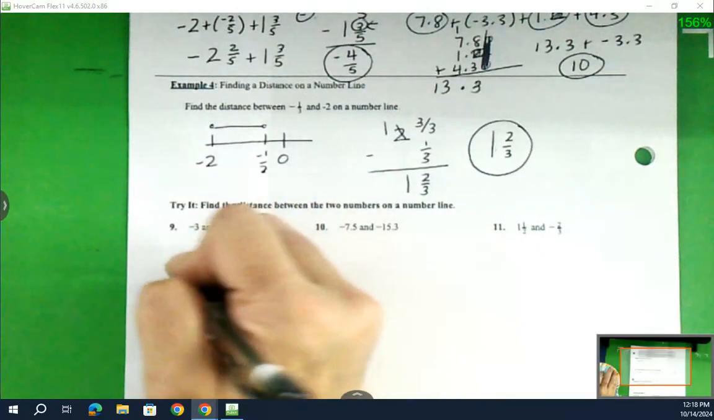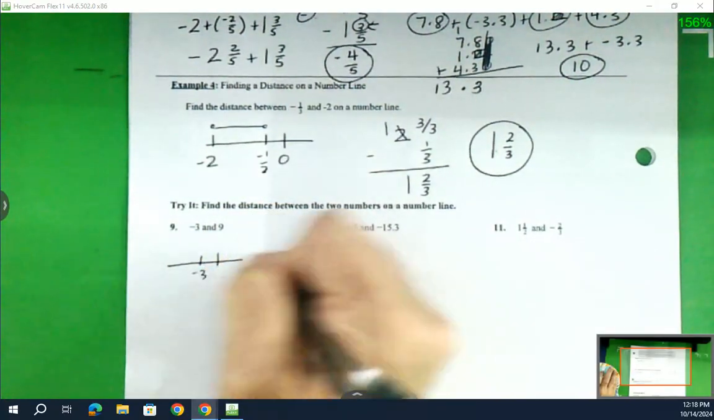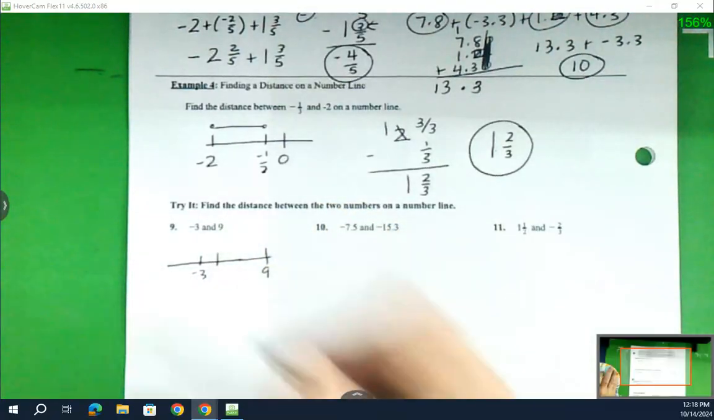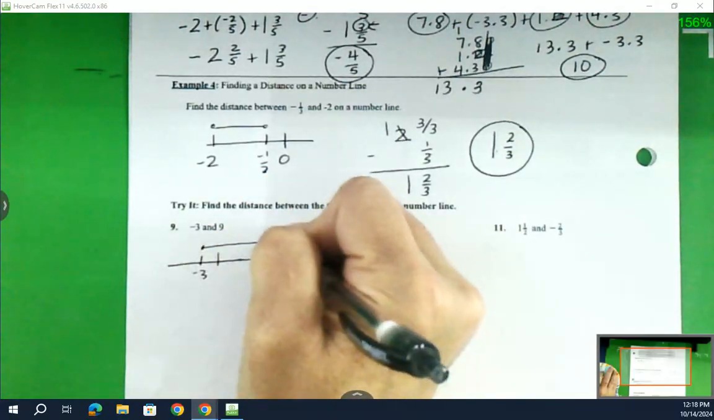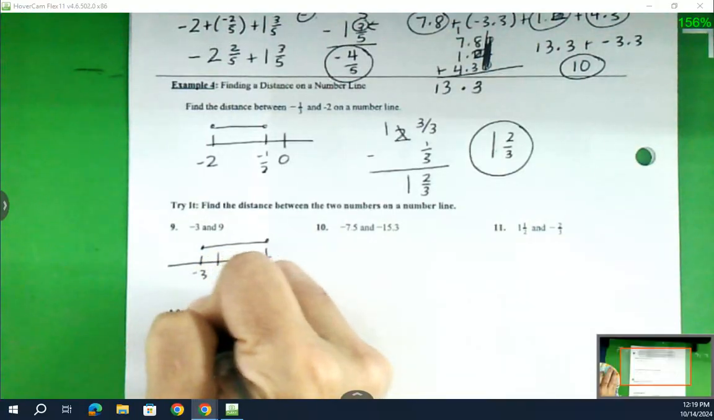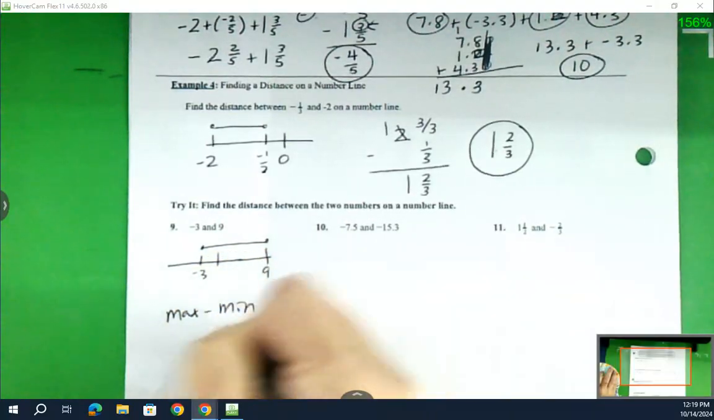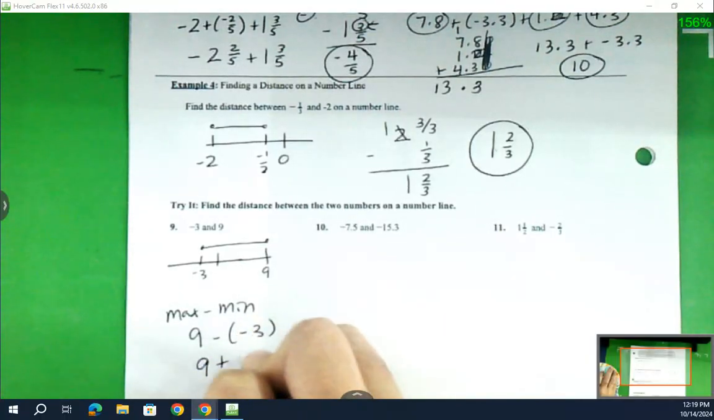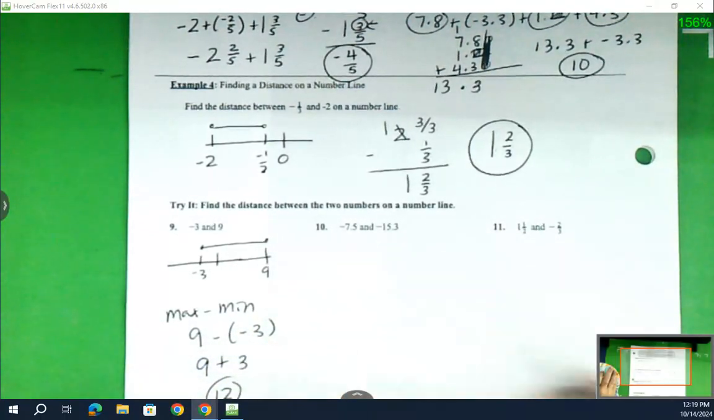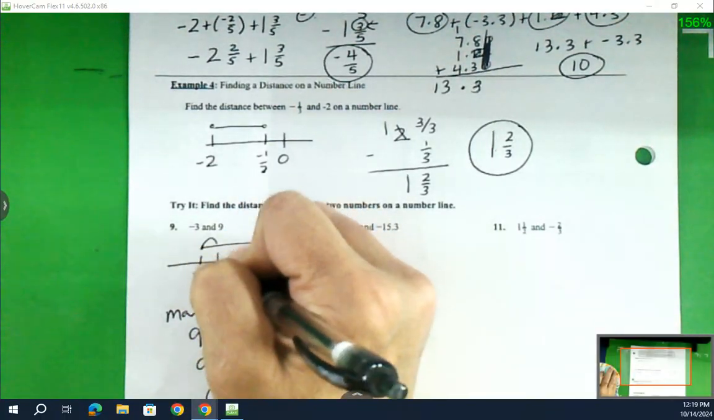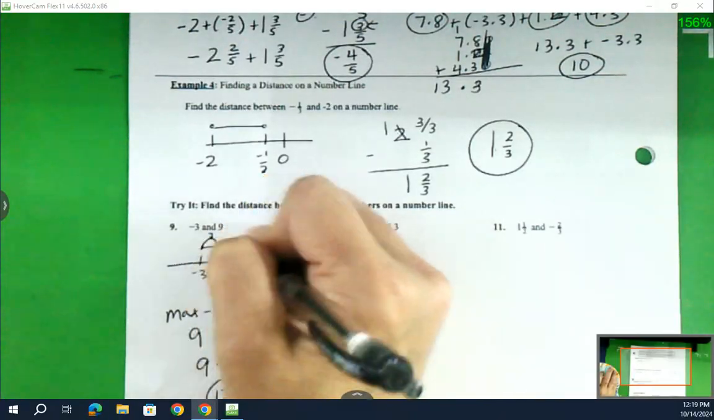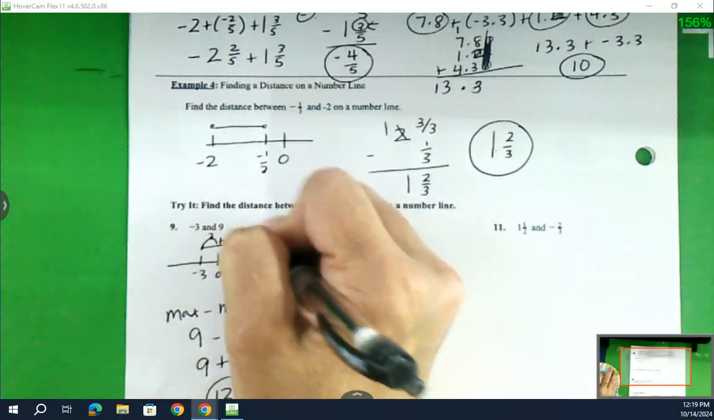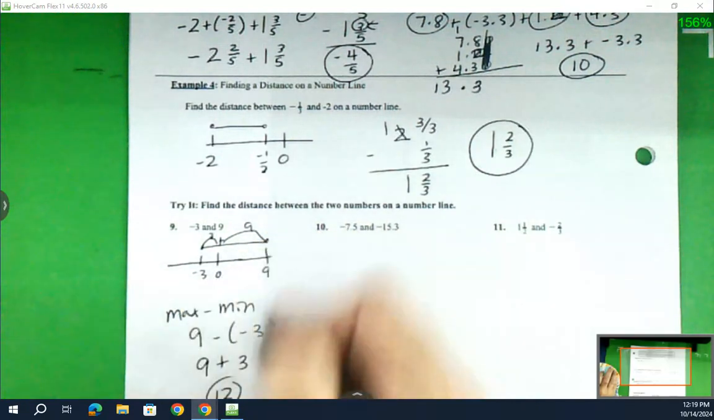Looking at number 9, we have negative 3 and a positive 9. If we want to do their distance, we can think of that as maximum minus minimum, which is 9 minus a negative 3, which ends up being 9 plus 3, which is 12. And that makes sense because we have 3 units to 0 here, plus another 9 units here, which altogether would be a total distance of 12.